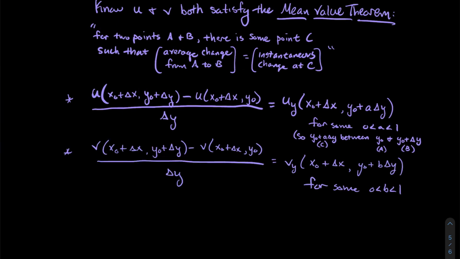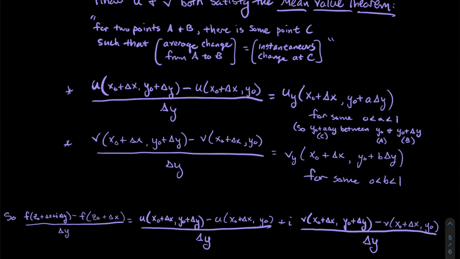And then you can make a similar statement for v: this is the average rate of change in v, and that should be equal to the instantaneous rate of change in v in the y direction, somewhere between this point and this point. And so that's for some b between 0 and 1, you get that y coordinate there.